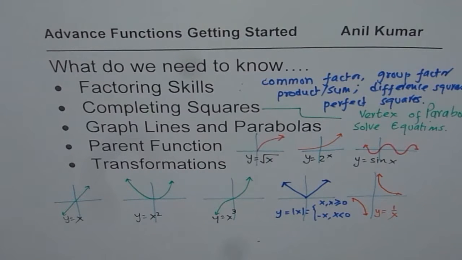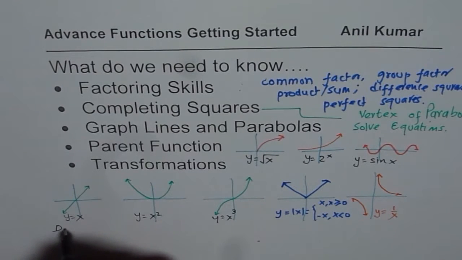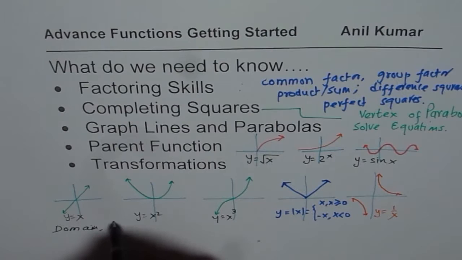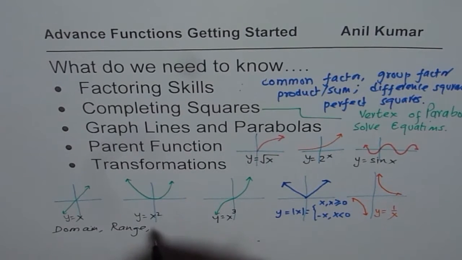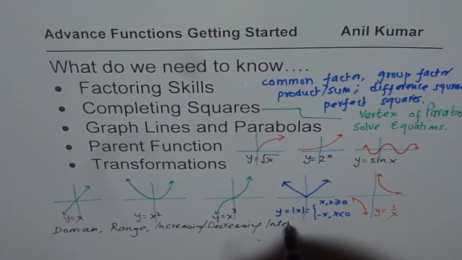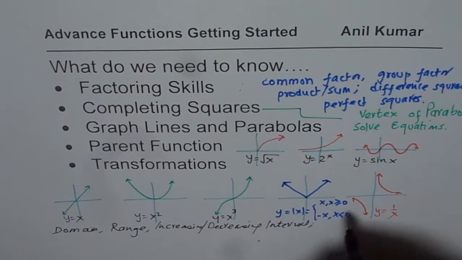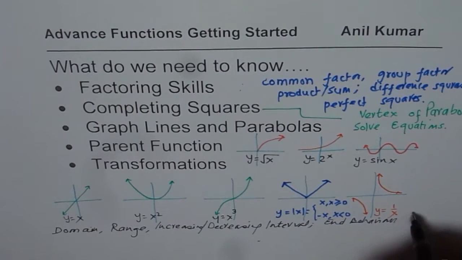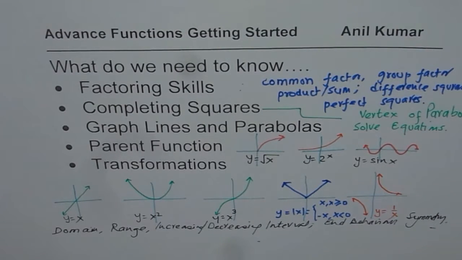When we say basic characteristics, we mean characteristics like domain, range, increasing, decreasing intervals, behavior, symmetry, and so on. So there are many characteristics which we have to look into, right?